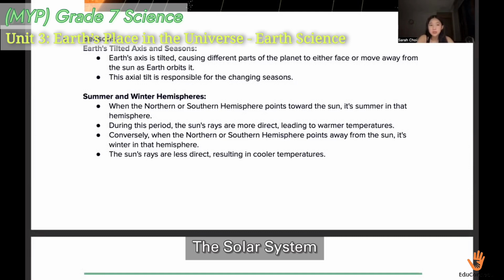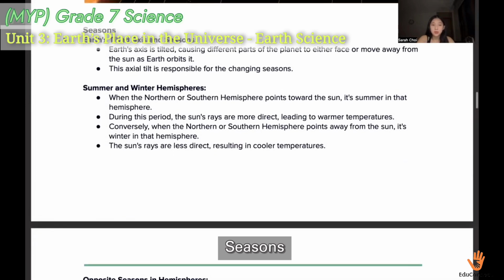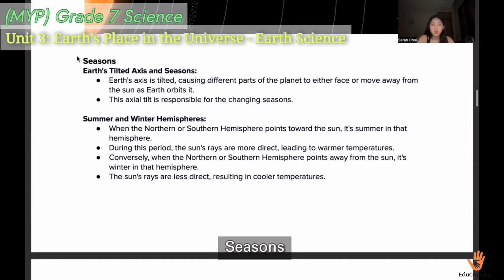Shifting from the solar system and space, we're going to now focus on more of the properties on Earth. So we will be moving on to seasons. Earth's tilted axis and seasons. Earth's axis is tilted, which causes different parts of the planet to either face or move away from the sun as Earth orbits it. This axial tilt is responsible for the seasons changing.